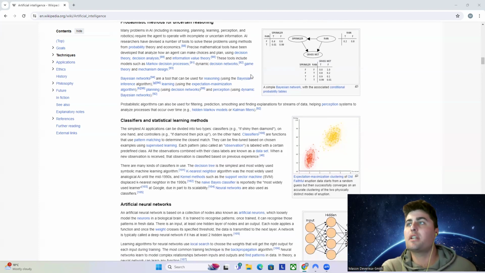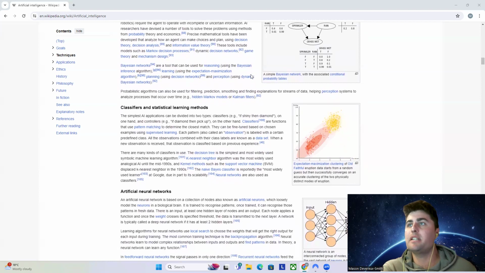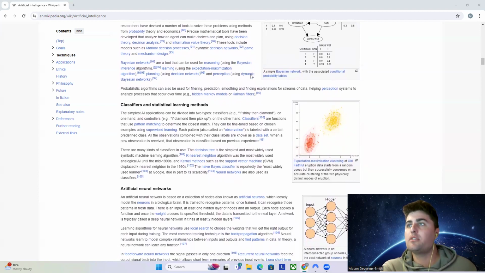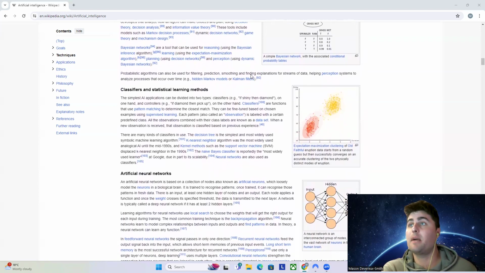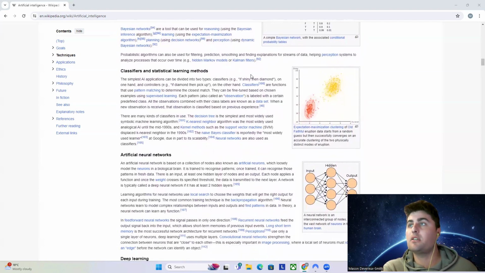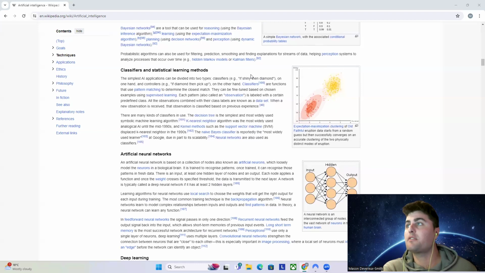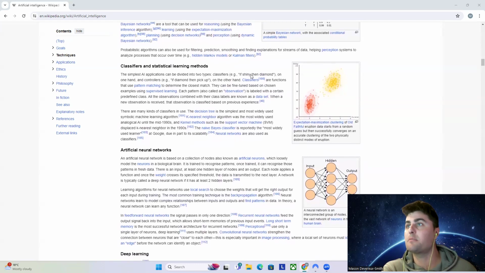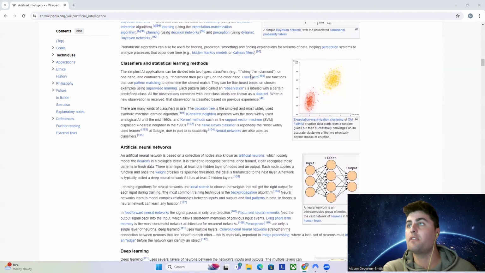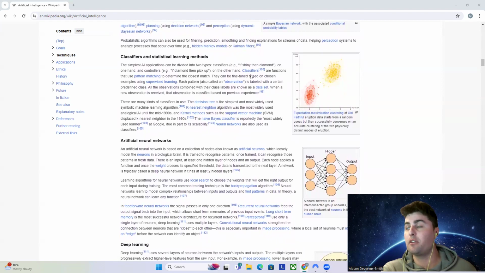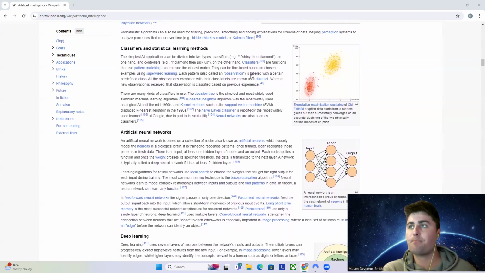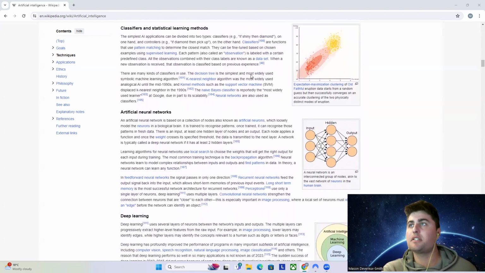Bayesian networks are a tool that can be used for reasoning, using the Bayesian inference algorithm, learning using the expectation maximization algorithm, planning using decision networks, and perception using dynamic Bayesian networks. Probabilistic algorithms can also be used for filtering, prediction, smoothing, and finding explanations for streams of data, helping perception systems to analyze processes that occur over time. Hidden Markov models and Kalman filters are examples there. So, classifiers and statistical learning methods.